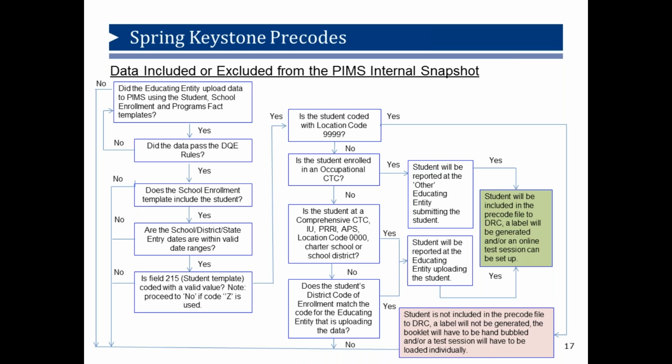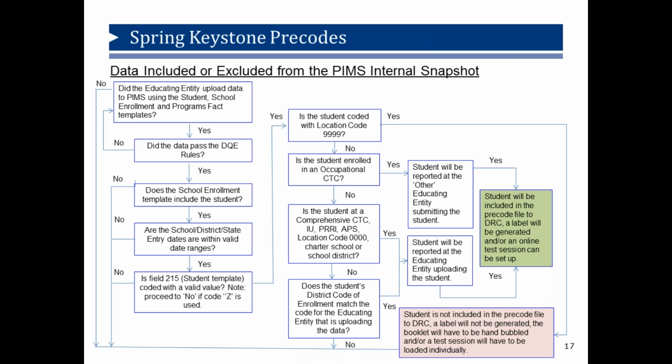Note, the reporting educating entity can list an entity other than itself as the educating entity if there is a special ed referral, but it should amount to a small subgroup of your students. If all your students are uploaded to be placed outside the reporting educating entity, then the student is not included in the precode file that will be sent to DRC.